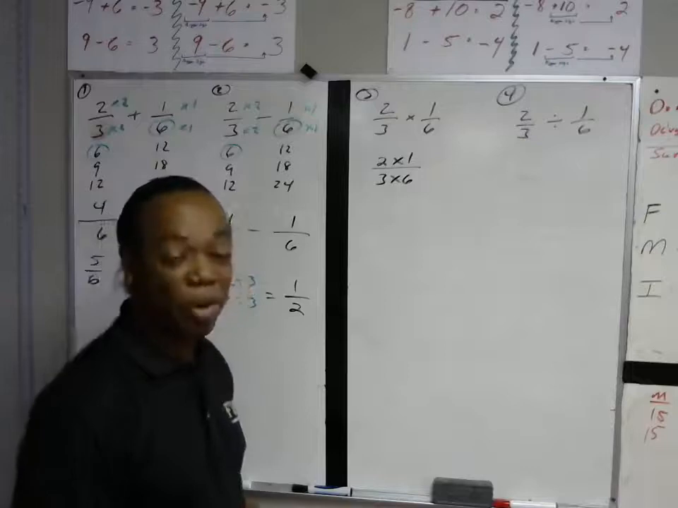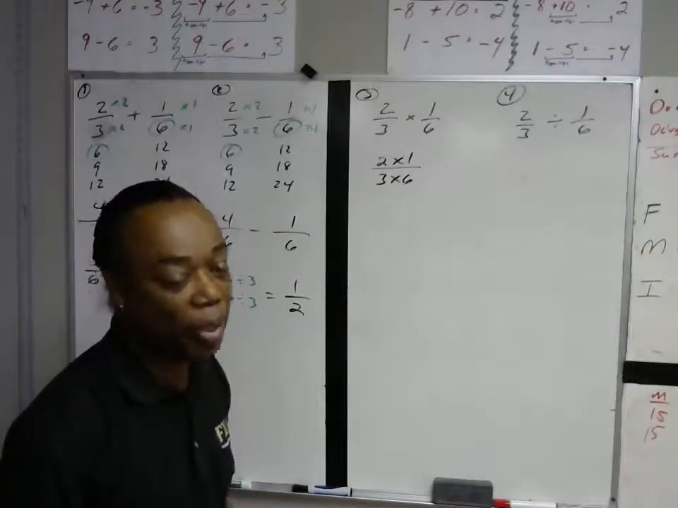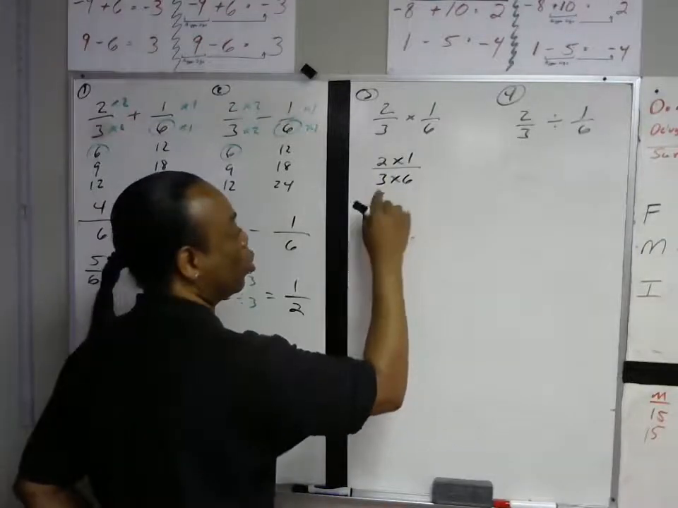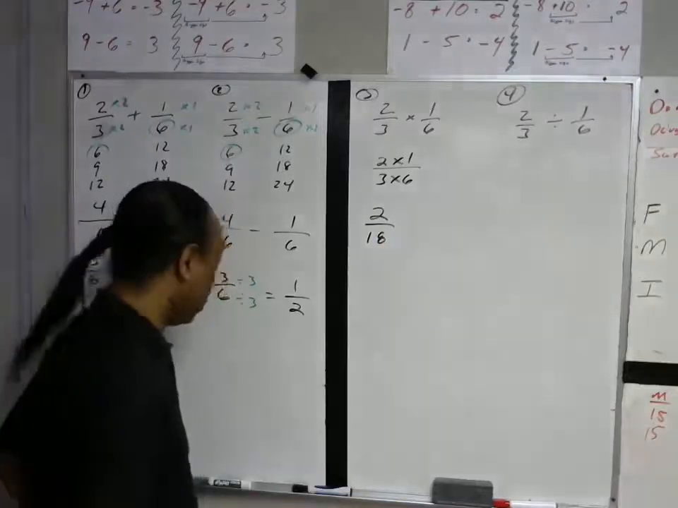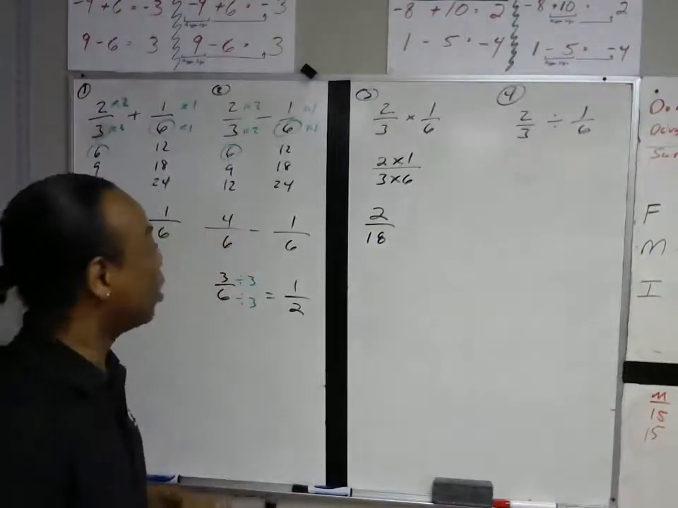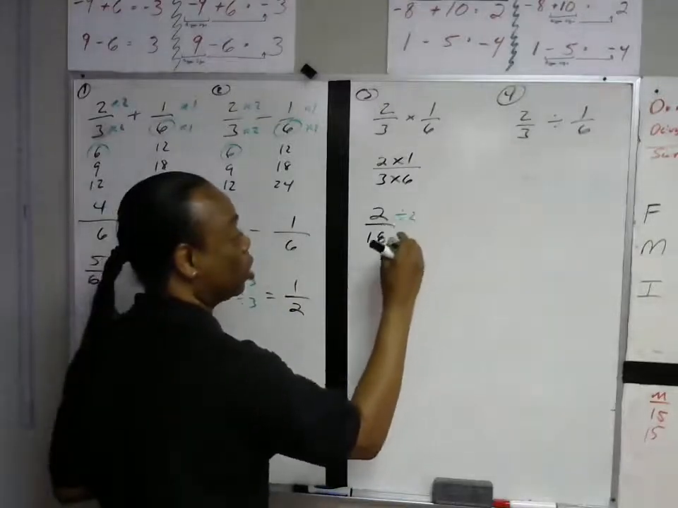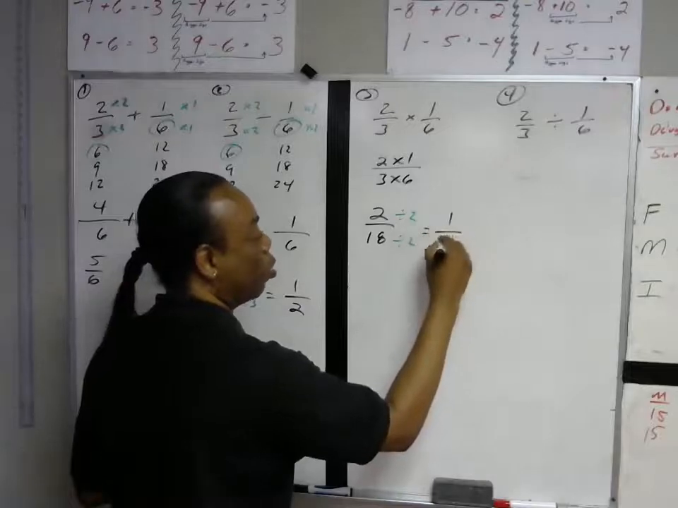I'm going to wait on that just a little bit. I could divide them now by 2, but I'm going to go ahead and do the multiplication. So 2 times 1 gives us 2. 3 times 6 gives us 18. And now that I have this, I can have a common division, which will be 2. So divide by 2, divide by 2. And this will give me 1 over 9.